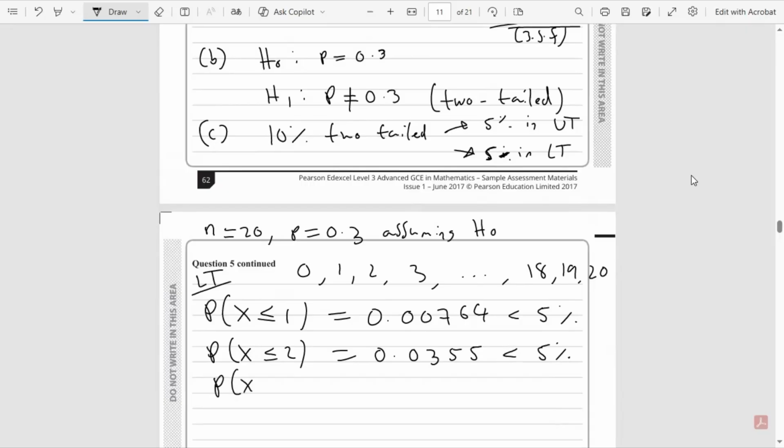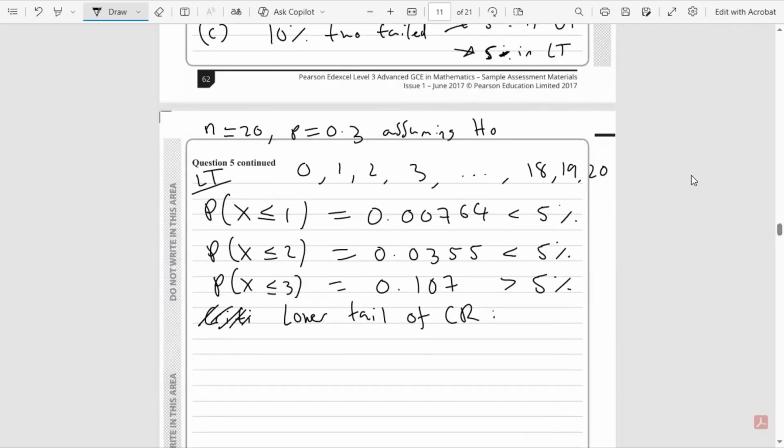So I would imagine if we go up to 3, we try 3 now instead. This gives us 0.107. Okay, now that's bigger than 5%. So therefore, the lower tail of the critical region is going to be 0, 1, and 2. So 0, 1, 2. Perfect. Now let's focus on the upper tail.